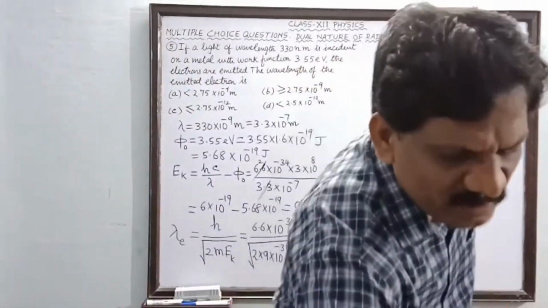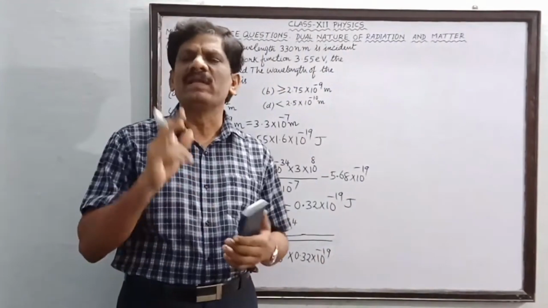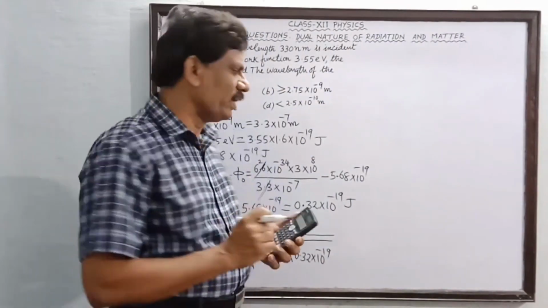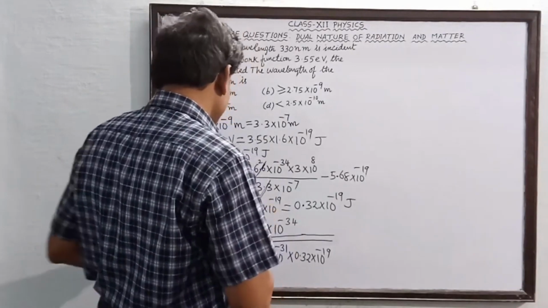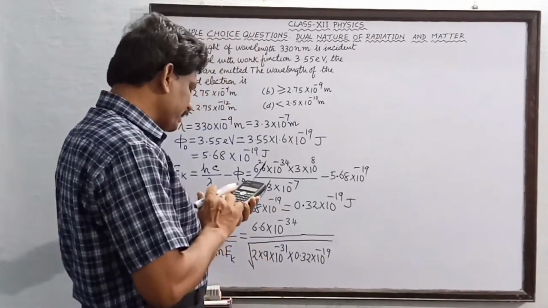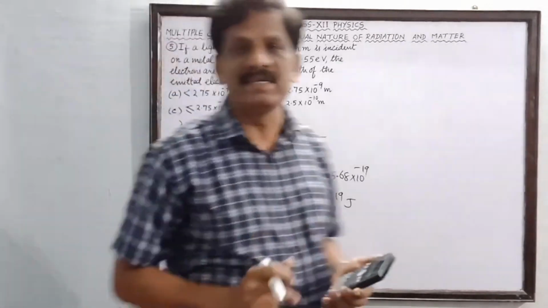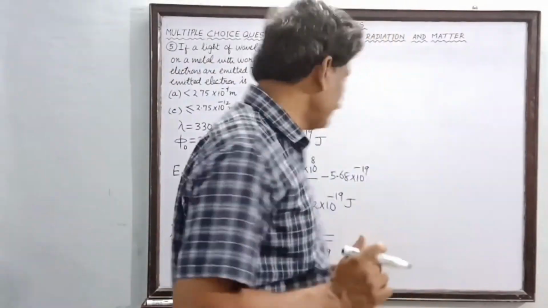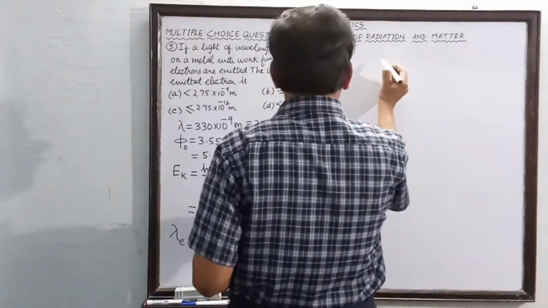So I am going to use the calculator. Understand? So 2 into 9 into 0.32, I am going to do now. So 2 multiplied by 9, into 0.32. So I have found the answer as 5.76. So this is now inside the square root. You see here, lambda e.